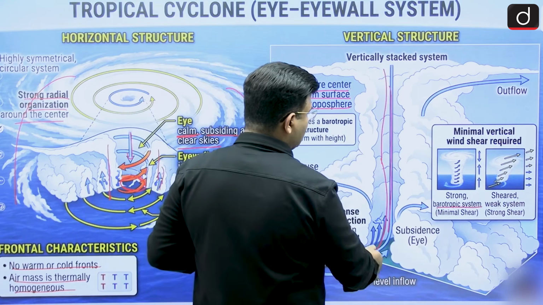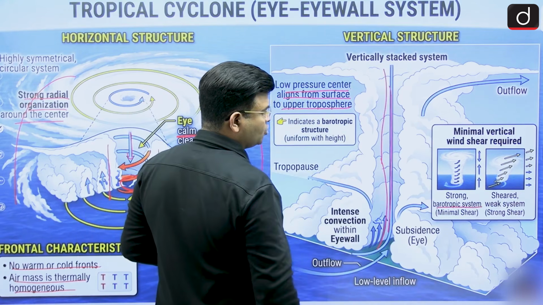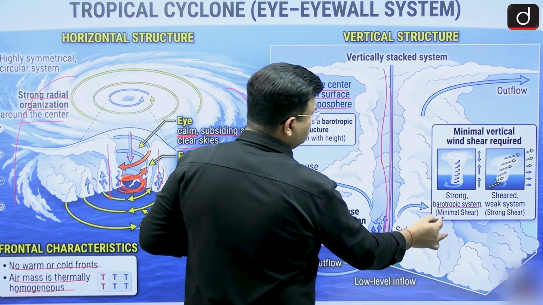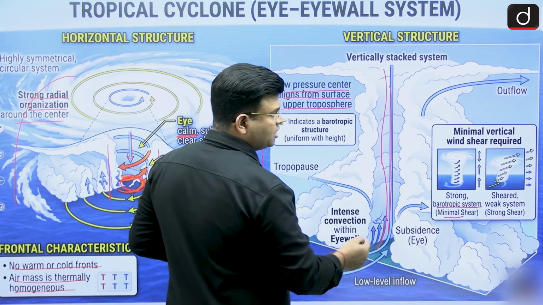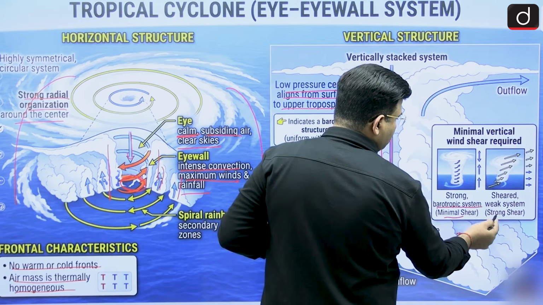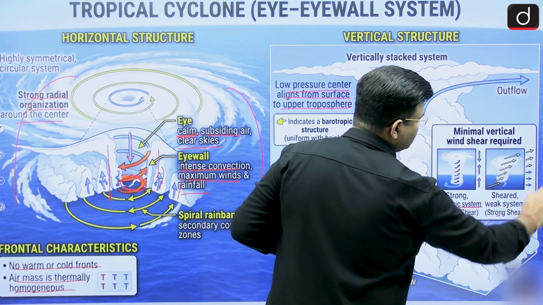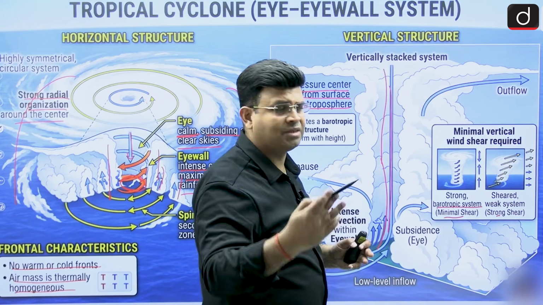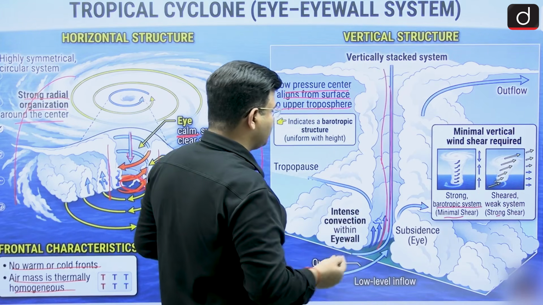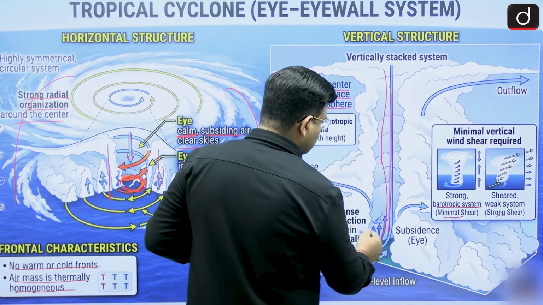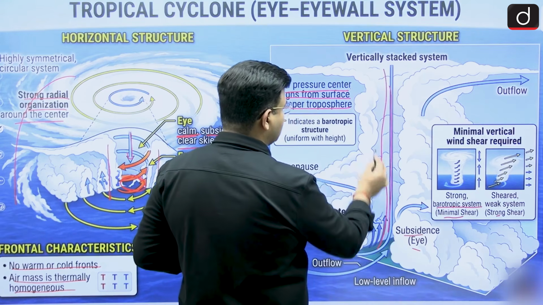It is a pressure system which is very strong, a strong barotropic. So there is minimal shear. But if the barotropic is weak, then there is strong shear, the upper structure of the cyclone will be removed away and cyclone death will occur. And thereafter you can say that this is an eye region, where some subsidence is taking place.